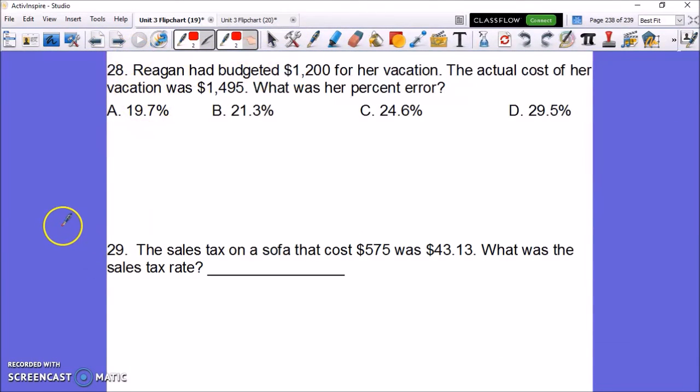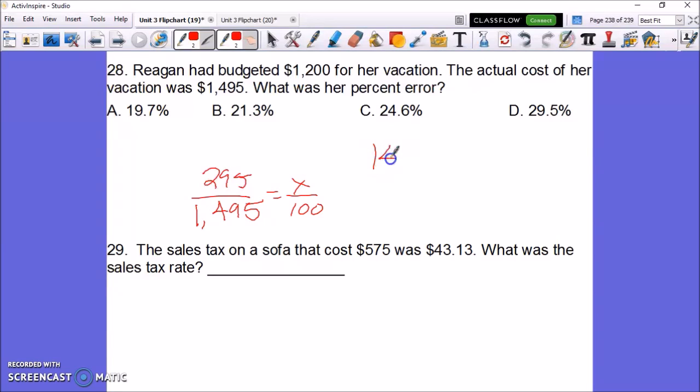All right, 28. Rain had budgeted $1,200 for her vacation. The actual cost of her vacation was $1,495. What was the percent error? So the actual cost is going to go on the bottom, and then the difference between the actual and how much she budgeted, which is $1,495 minus $1,200, gives us $295. And then it's going to be equal to x over 100.